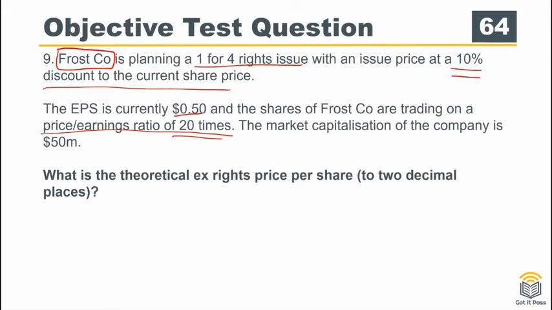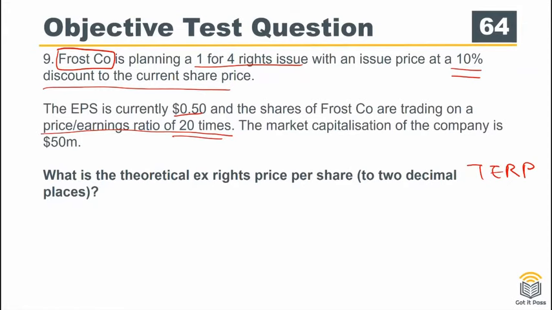So it asks you to work out the TERP, theoretical ex-rights price per share, to 2 decimal places. Okay. So it is an objective test question, which is not a multiple choice question. You have to find out by your working, but you do not need to show your workings. You only need to show your final answer here for 2 marks, because it is an objective test question. Each question contains 2 marks. And I will show you how to get it.